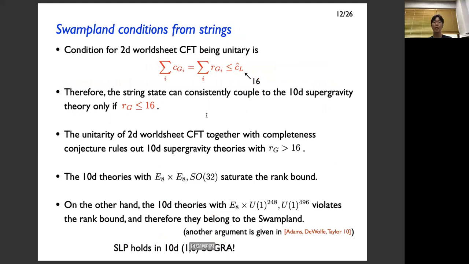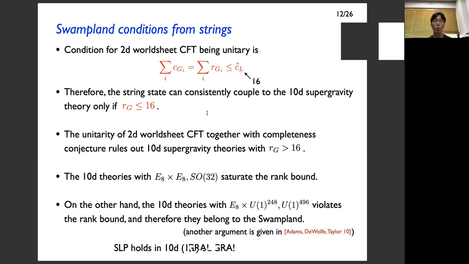And we computed the central charge from the anomaly inflow. It was 16. Therefore, the bulk gauge group should have rank less than or equal to 16. Otherwise, the string cannot host the current algebra, because if this bound is violated, if some central charge contribution is bigger than the left moving central charge, it means the string worldsheet cannot support such a big central charge for the current algebra of the given gauge group and levels. Okay, so it means a string state can only consistently couple to the bulk gauge group if the rank of the bulk gauge group is less than or equal to 16.